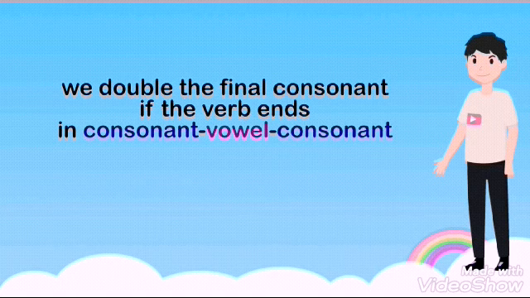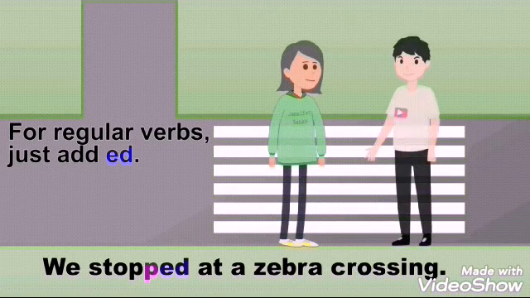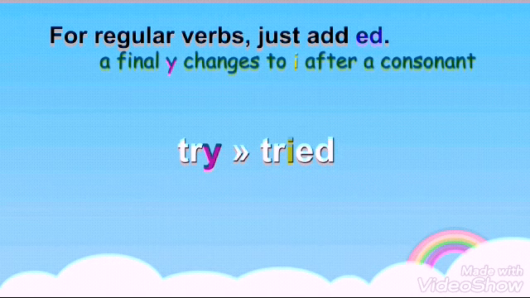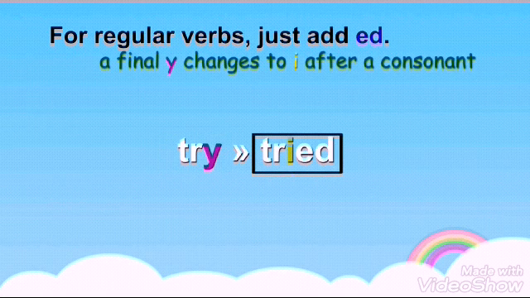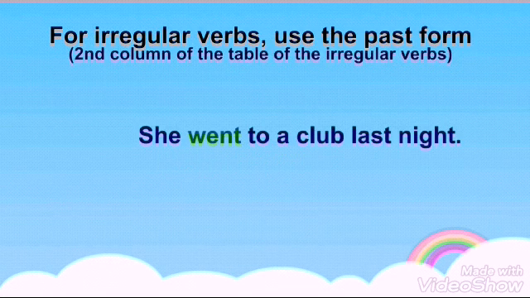And if the verb ends with consonant, vowel, consonant, like stop, for example, you have to put -ed, but double the consonant before -ed, like stopped. If the verb ends with y, you have to change it into -ied, like try, tried. If you have some irregular verbs like go, it will be went, like she went to a club last night.